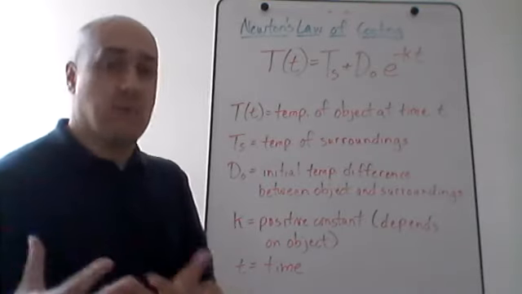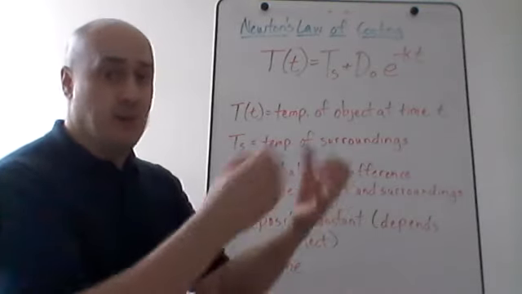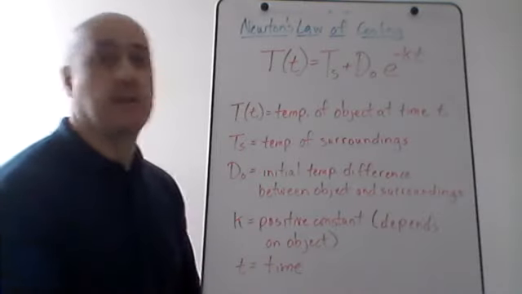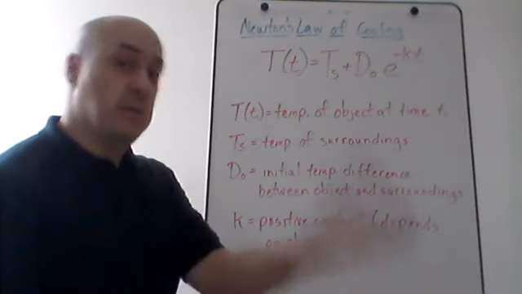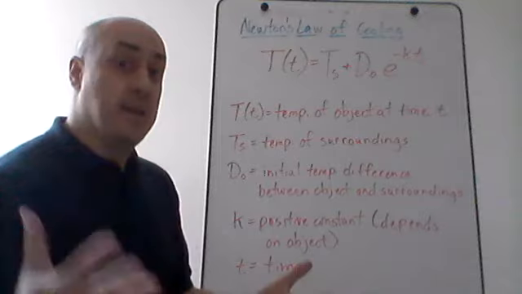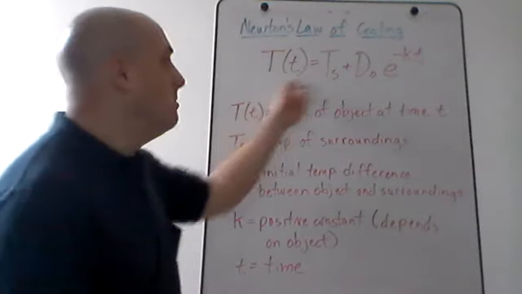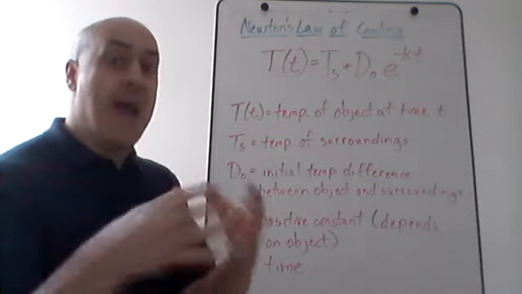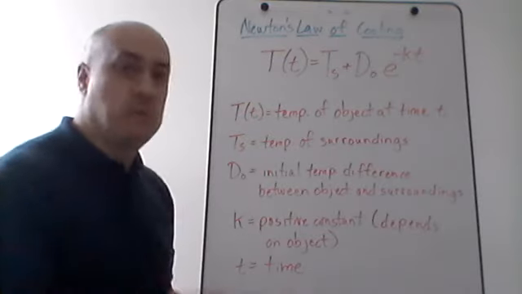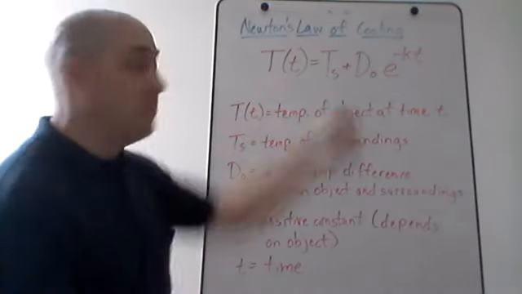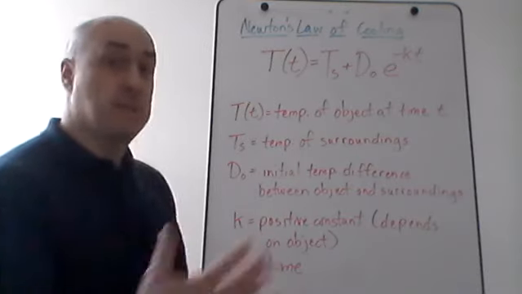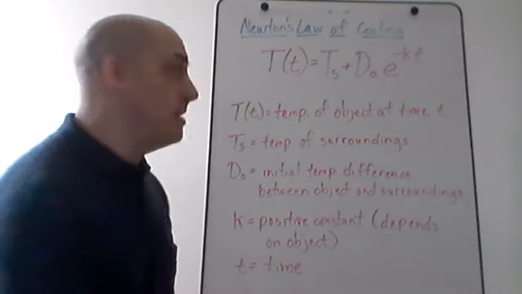Right, so Newton's law of cooling involves a hot object, like let's say a hot cup of coffee. You place it on a table in a room where the temperature is 70 degrees. Let's say the cup of coffee was 200 degrees. Newton's law of cooling describes what the temperature of that coffee is going to be as it cools down and comes into equilibrium with the room temperature. That's what Newton's law of cooling is all about: how long it takes something to cool depending on the surrounding air temperature.